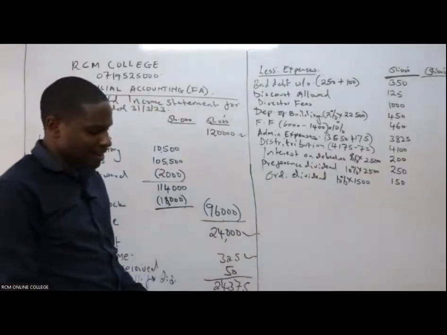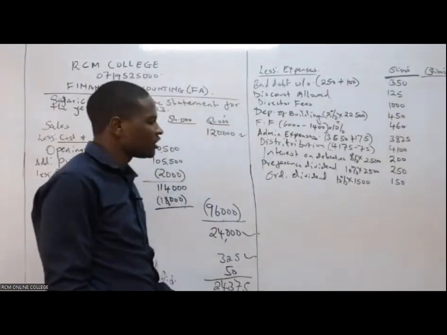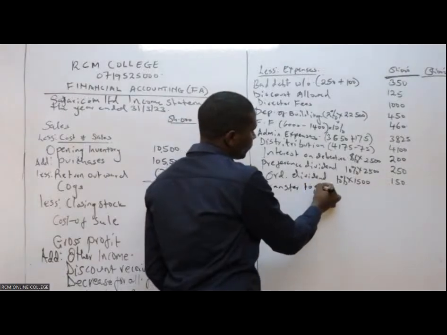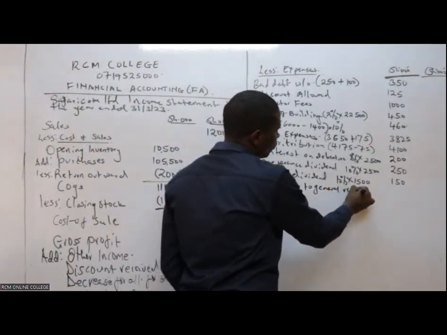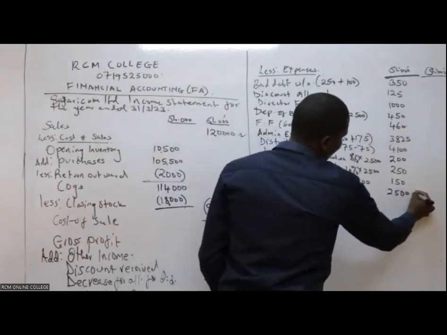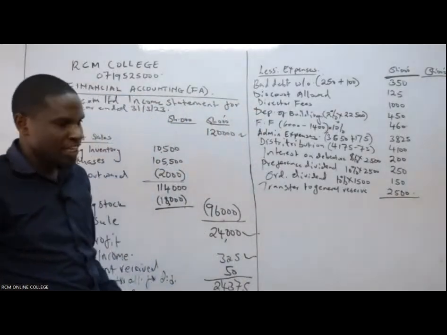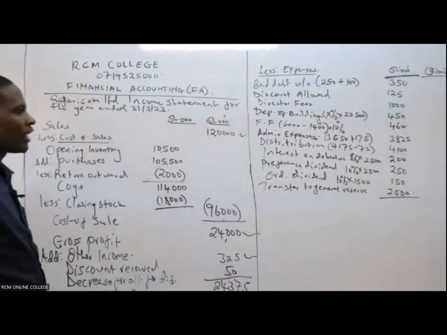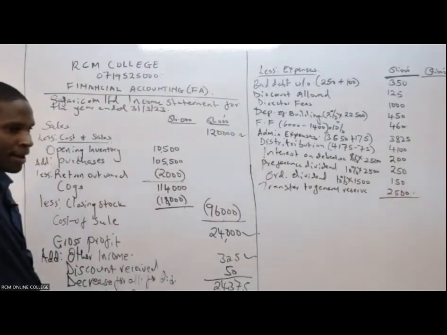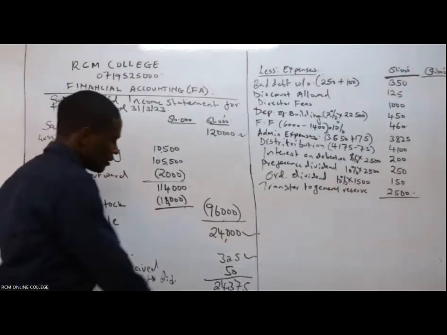At last, in fact, the last thing, there was something that was transferred to the general reserve, which was 2500. That one was just direct 2500. Then you have to add for me and tell me what will be our total expense. Give me the total expense, so that we are able to subtract from the net total profit.